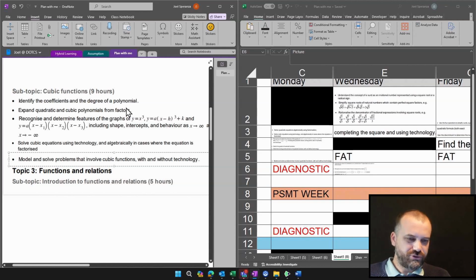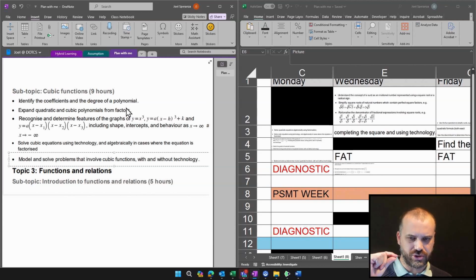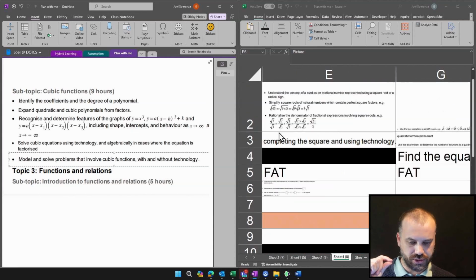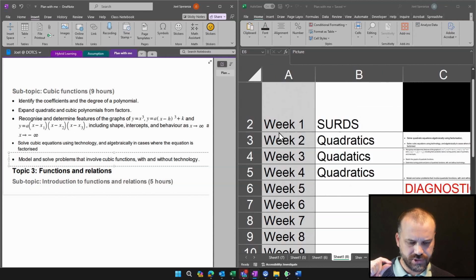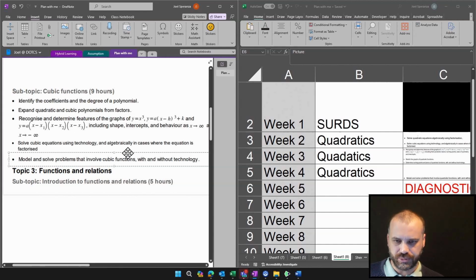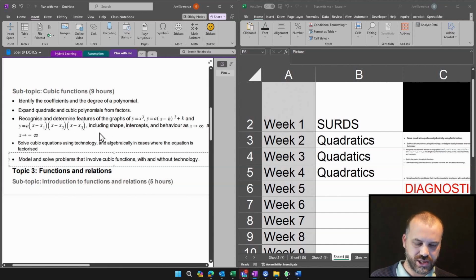So what do I find interesting here? I find it interesting that there's no explicit dot point that says what the quadratic one said, which was sketch. So there was an explicit dot point in quadratics, which was sketch. Why is there no explicit dot point here for sketch? I'm not sure. Do I feel like I need to be able to sketch cubics?